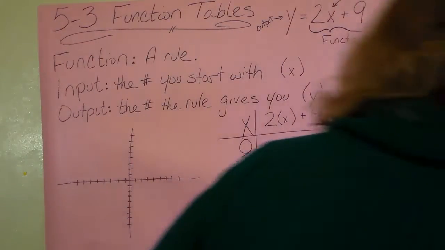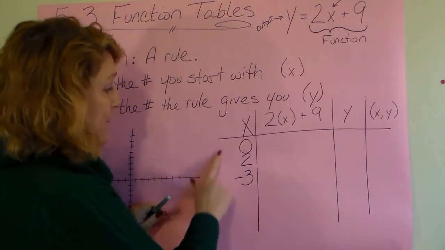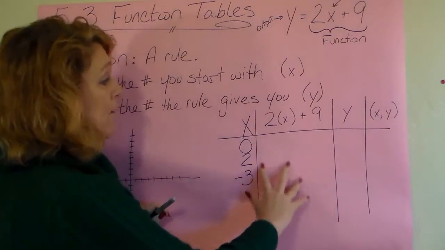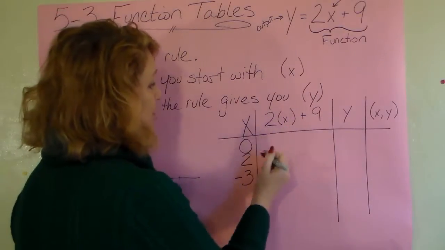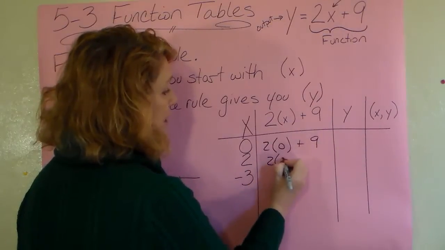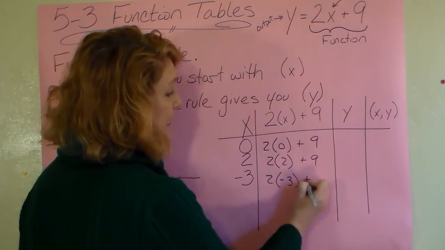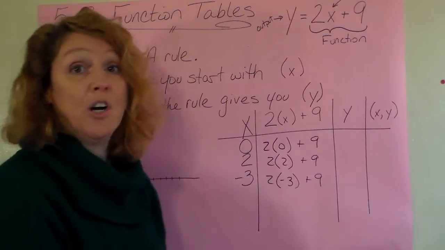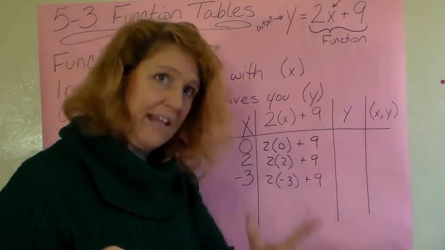Our rule here is 2x plus 9, and I've been given x's. I have a 0, I have a 2, and I have a negative 3. These are my x's. So when I work my rule, I want it to look like this. I'm going to say 2 times 0 plus 9, 2 times 2 plus 9, 2 times negative 3 plus 9. We write it out like this so that we can see things, because we don't want to do too much in our head. We're going to do this part in our head, so I want to see all my numbers and then do it in my head.